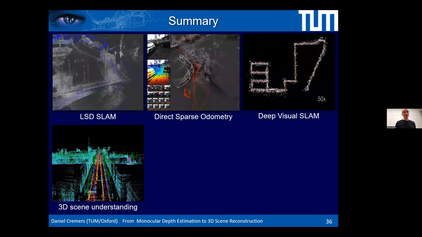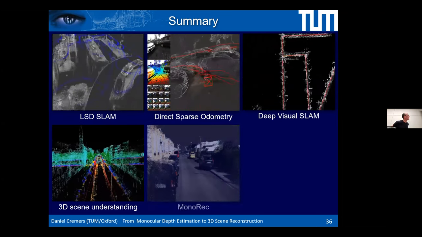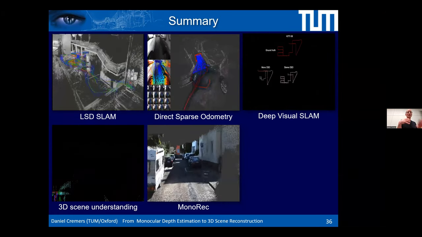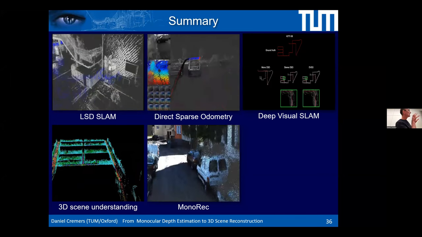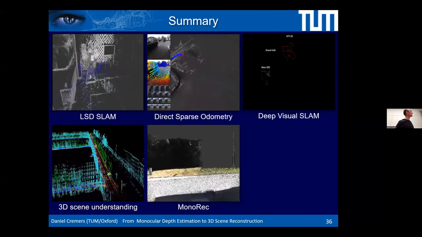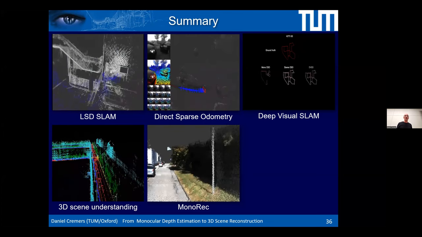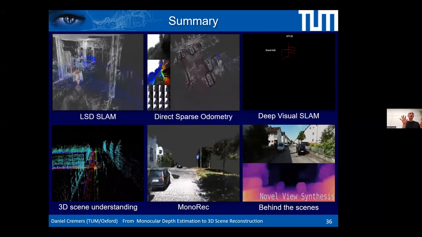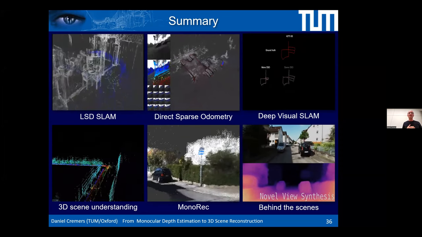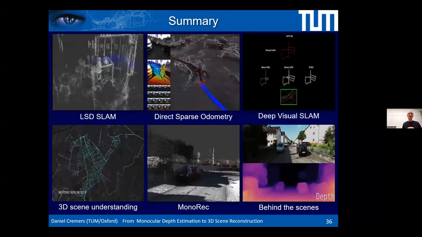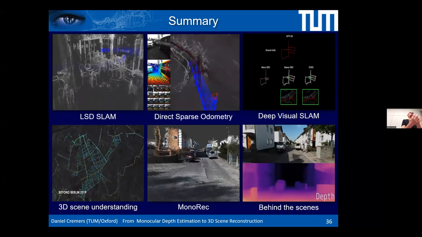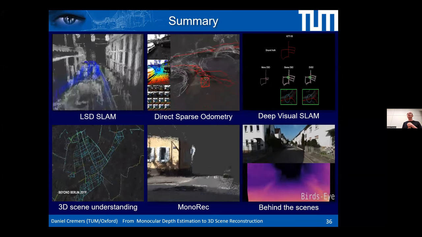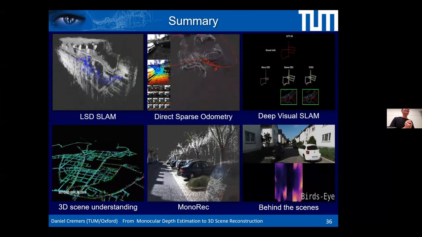And then I showed that MonoRec technique that also uses just a single camera to create large scale reconstructions that are 2.5D, so they look compelling from the viewpoints where we drove from, but you don't get the backs of the cars because you don't see them. And in this recent work called Behind the Scenes, we are able to go to a full bird's eye perspective and create not a 2.5D reconstruction, but a full 3D reconstruction from just a single monocular video. That's it, and thank you for your attention.